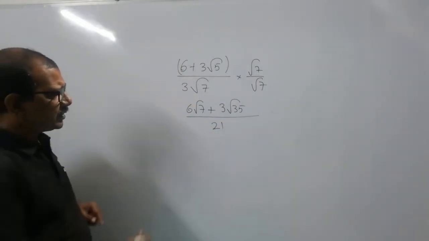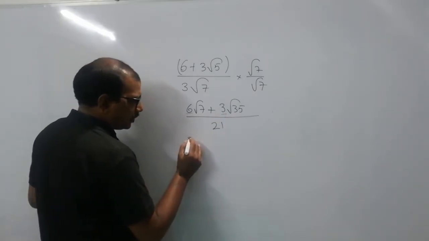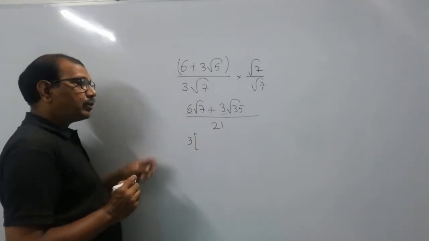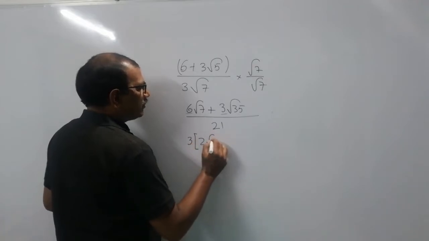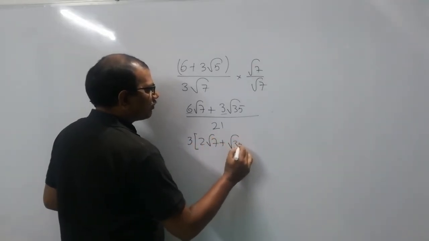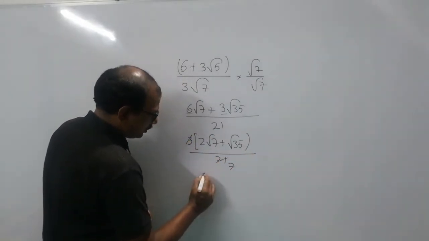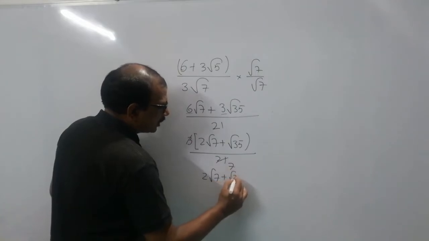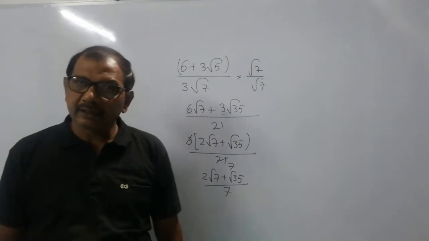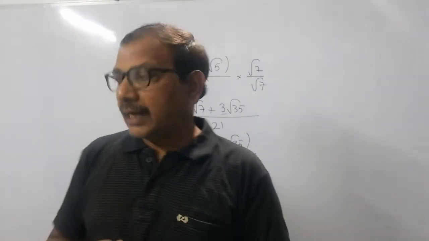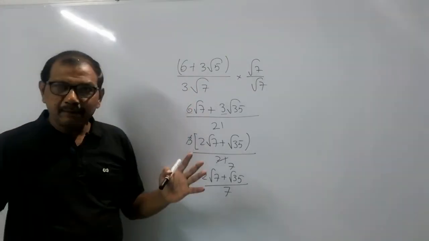Now I can further simplify this because 6 and 3 have a common factor 3. So I can take 3 common. Here I am taking 3 common because 3 can be reduced with 21. So 3 into (2 root 7 plus root 35) upon 21. So 3 ones are 3 and 3 sevens are 21. So it will be (2 root 7 plus root 35) upon 7. Get it? So this is how we rationalize the denominator if the denominator is a monomial. So 3 root 7 is a monomial.